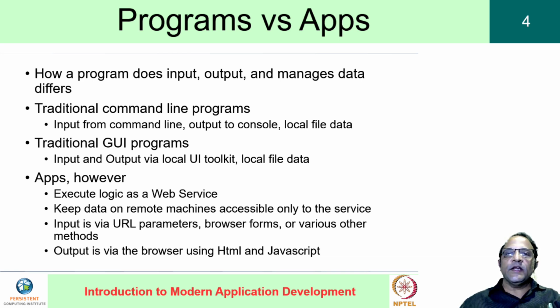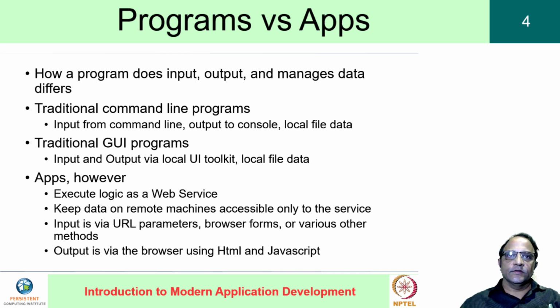However, the simplest of modern apps is different in all four of these things. The logic of the app is executed remotely as a web service. This web service is then offered to users via a web server, and they interact with this web server via their browsers. The app's data is stored on a server or another remote machine accessible to the server. Interaction with the app occurs on the browser, which itself runs on the user's device.